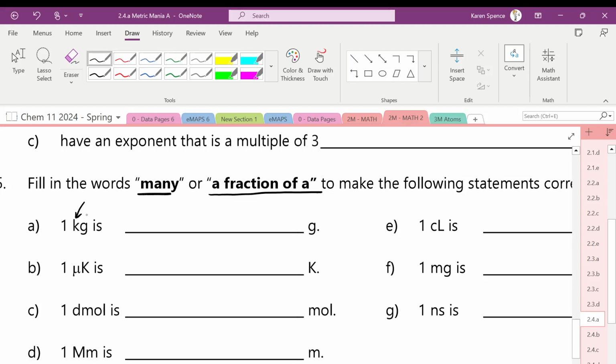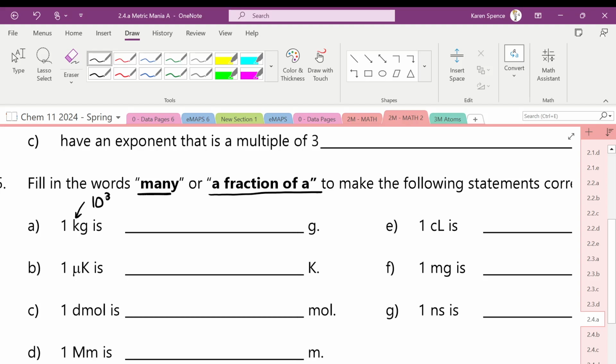It's like asking whether a kilogram is a fraction of a gram, or many grams. So 1 kilogram, which is 10 to the 3. Do I need to take many grams and add them up to make a kilogram? Or do I need to take a gram and split it into many pieces to make a kilogram? What am I doing? You're adding. I'm adding them all up.